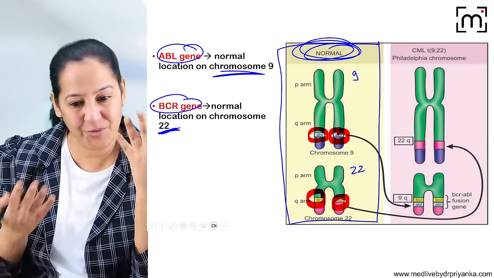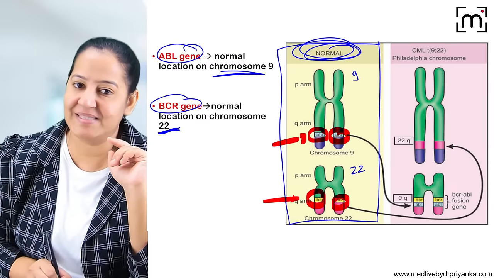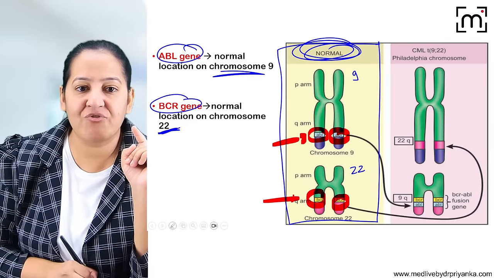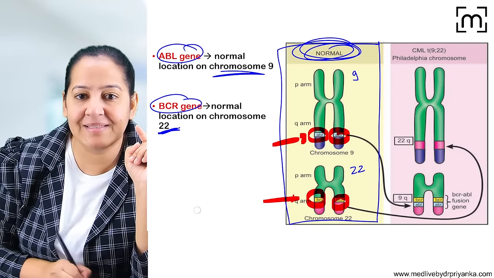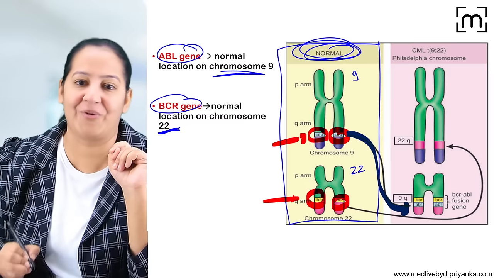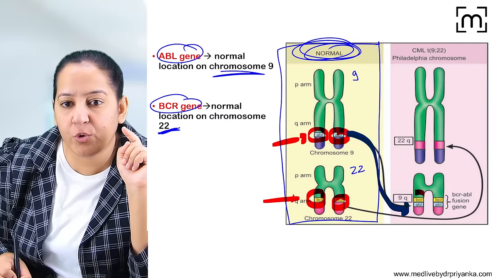So it's normal. They are doing their responsibility normally. They are doing their function normally. ABL on 9, BCR on 22, everything was good to go. But now, because of translocation, you can see what is happening. See, ABL from 9 is going onto 22, on which BCR is already there. Now you can see on the 22 what is happening. On the 22, a fusion gene is formed.